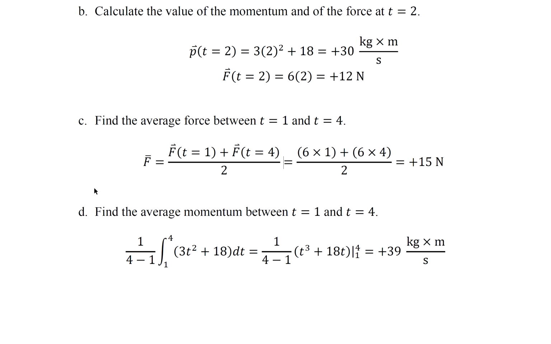Part D, find the average momentum between t equals 1 and t equals 4. So for the average momentum, we're going to use this equation here. It's an integral.